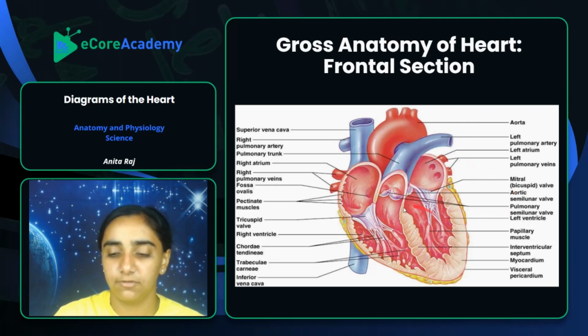Then you have your left ventricle, the largest and strongest chamber of your heart, that receives freshly oxygenated blood from your left atrium and pushes that blood throughout your body using the aorta and the aortic valve. Then you have the papillary muscle right here.